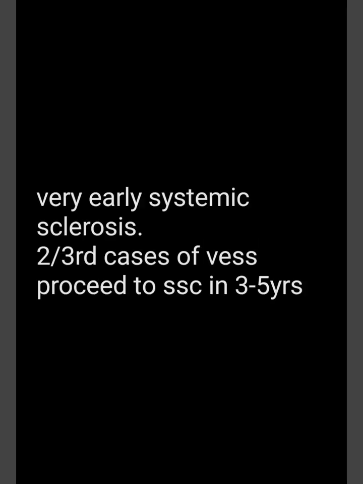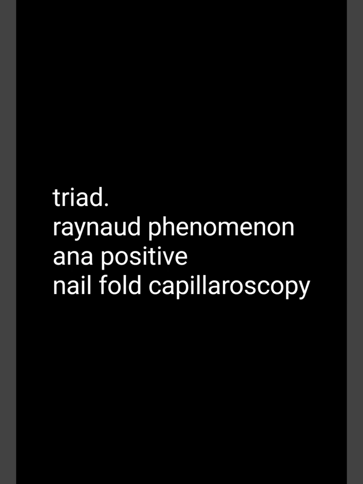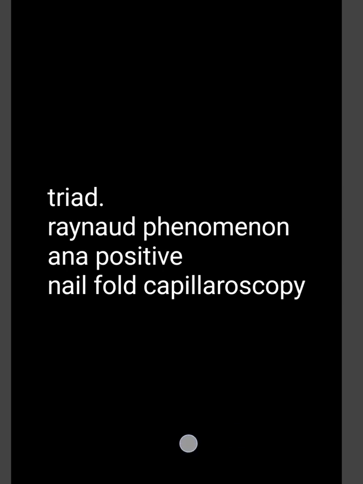What's VES? Very early systemic sclerosis. Two-thirds of VES cases proceed to SSc in 3 to 5 years. Clinical features of VES, triad: Raynaud phenomenon, ANA positive, nail fold capillaroscopy.